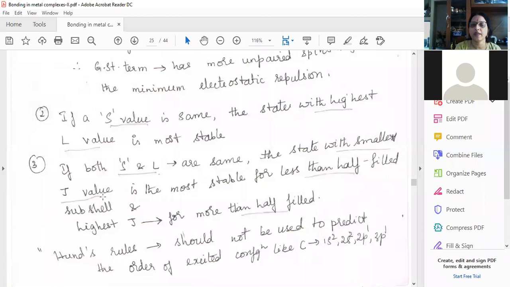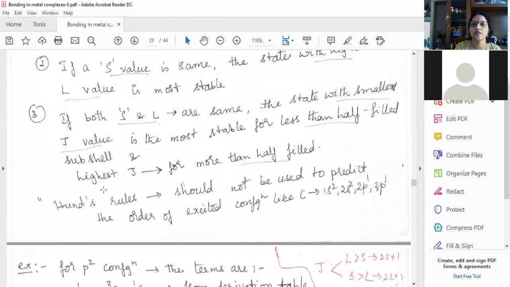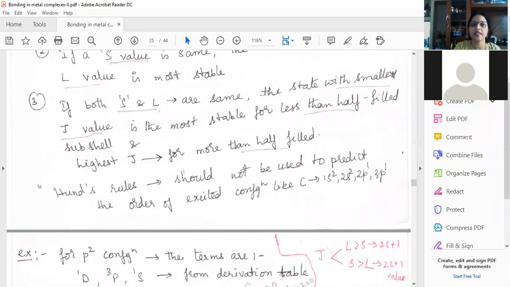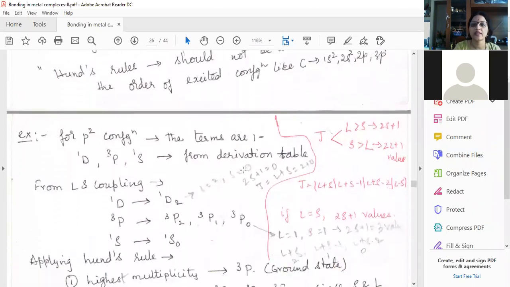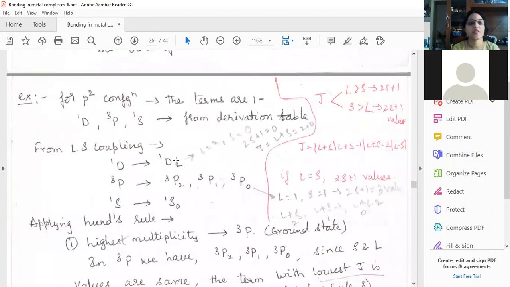Okay. Now depending upon the J value, you have to again write the energy level. This J value is different if the shell orbitals are less than half filled or more than half filled. J will take the smallest value if it is less than half filled, and J will take the highest value if it is more than half filled. So remember this, we will do the same thing with the help of an example.